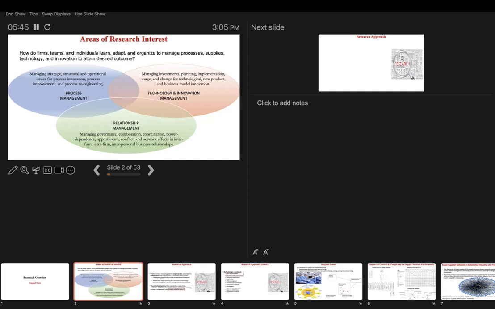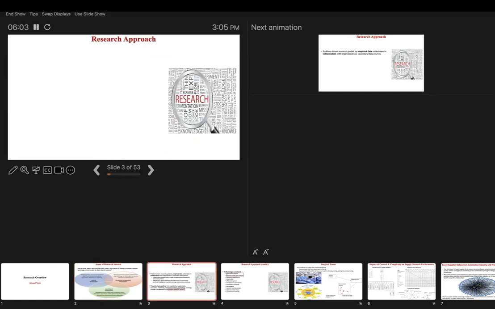And finally, relationship management. How do you manage governance? How do you manage collaboration, coordination? Because when we're dealing with companies as suppliers, then we are dealing at the organizational level, some sort of collaboration. When we're dealing in teams, we're dealing with team members and trying to collaborate. So that's sort of the framework within which I try to look at most of my research questions.